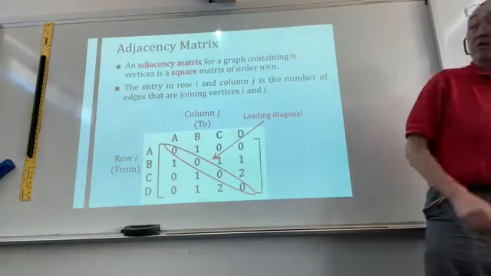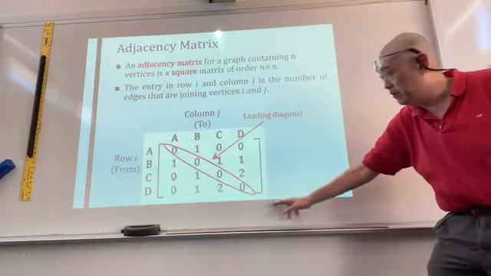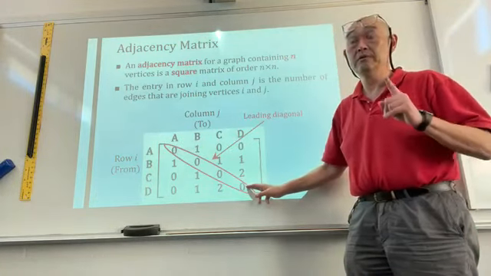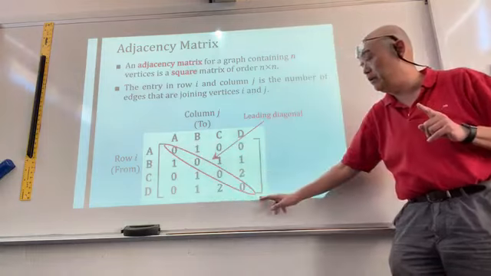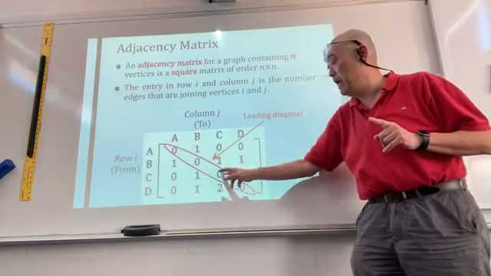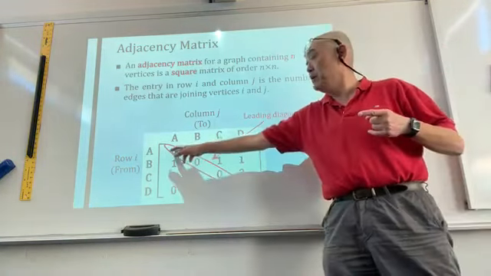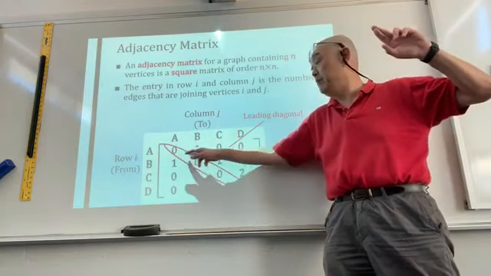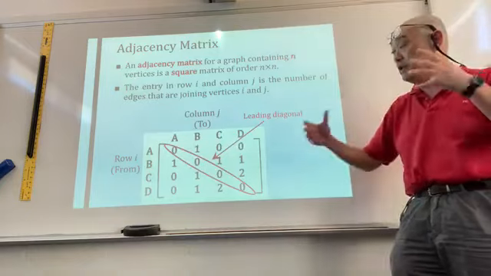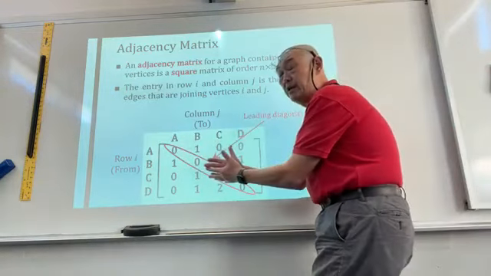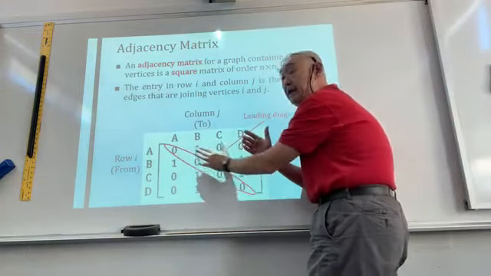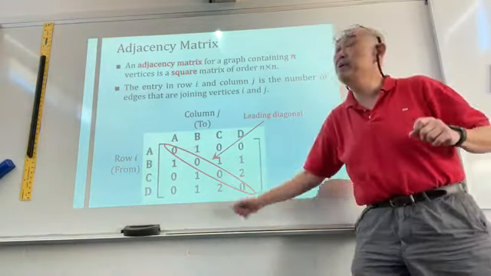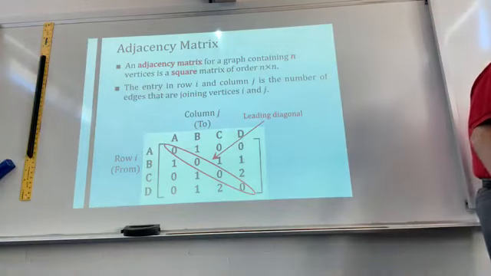All right, and it is always a square matrix. Now, the leading diagonal will tell you whether there's a loop. If there is a number there, it means there's a loop. So if there's 1, A will have 1 loop. If there's 2, B actually has 2 loops. All right, so think about that. If it is symmetrical about the leading diagonal, it is undirected. But if the numbers are different, it is a directed graph.